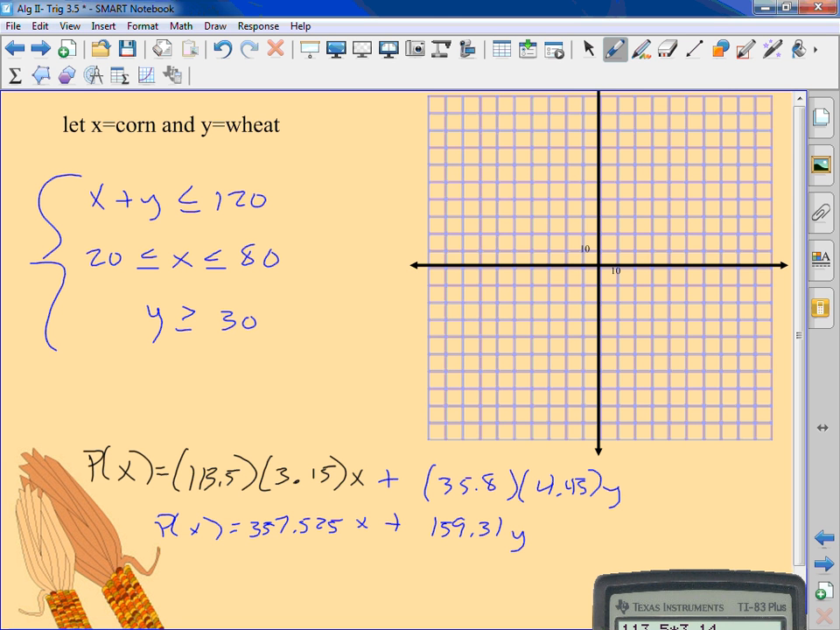We're going to graph our constraints. Can I graph them all as is? What do I have to do? I have to rearrange the top one. What do I have to do to rearrange? Move the x to the other side. Y less than or equal to negative x plus 120.